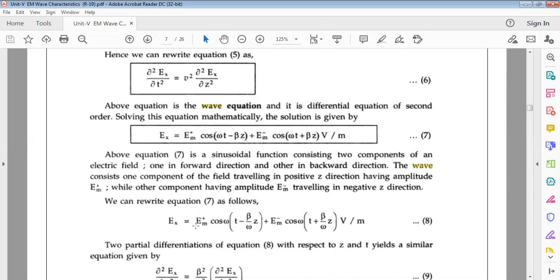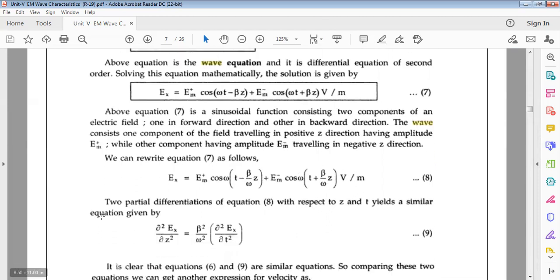Okay. Now I'm taking omega as a common term. Ex is equal to Em plus cos omega, with t minus beta by omega z, plus Em minus cos omega, where you take the common t plus beta by omega into z. Take two partial differentiations of equation 8. You can apply the partial differentiation.